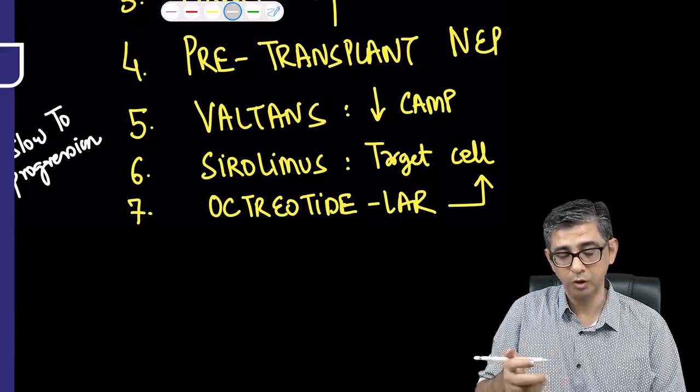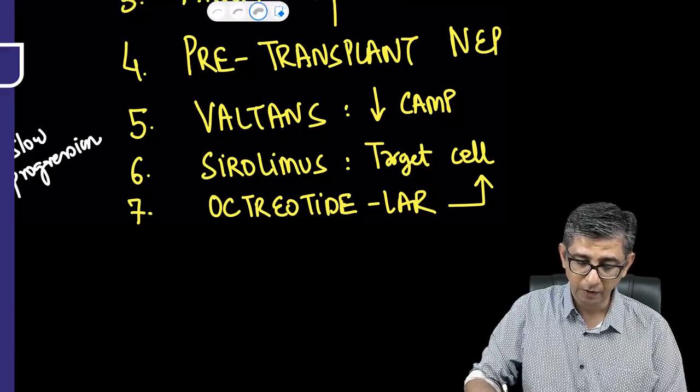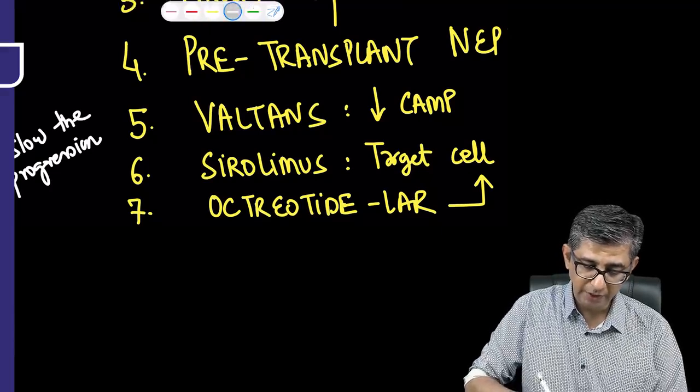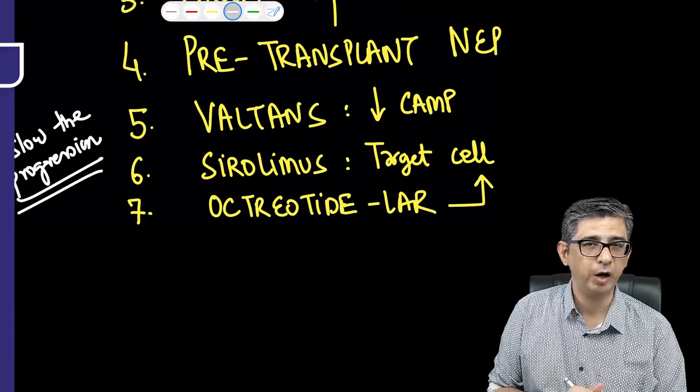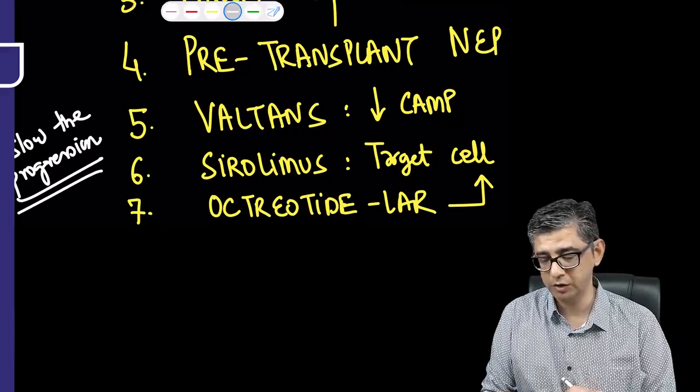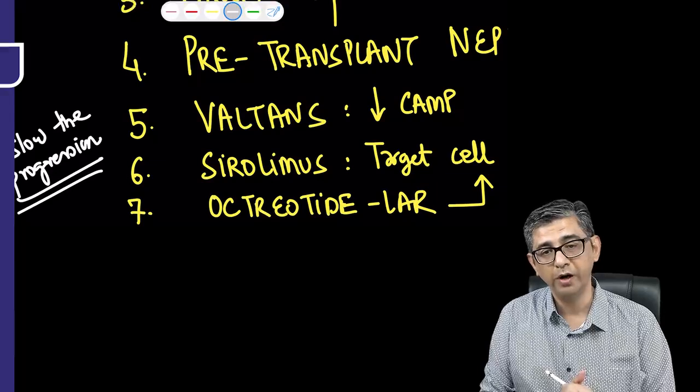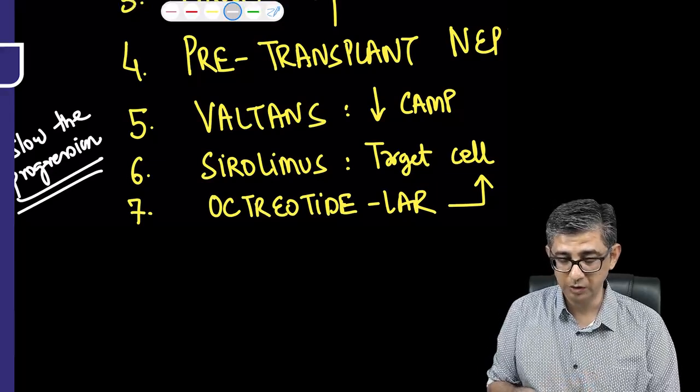He will ask what drugs are used to slow the progression towards end-stage renal disease in a patient of autosomal dominant polycystic kidney disease. Your answer would be Vaptans, then mTOR inhibitors like sirolimus, and then octreotide, the long-acting formulation, which can be used in these patients.